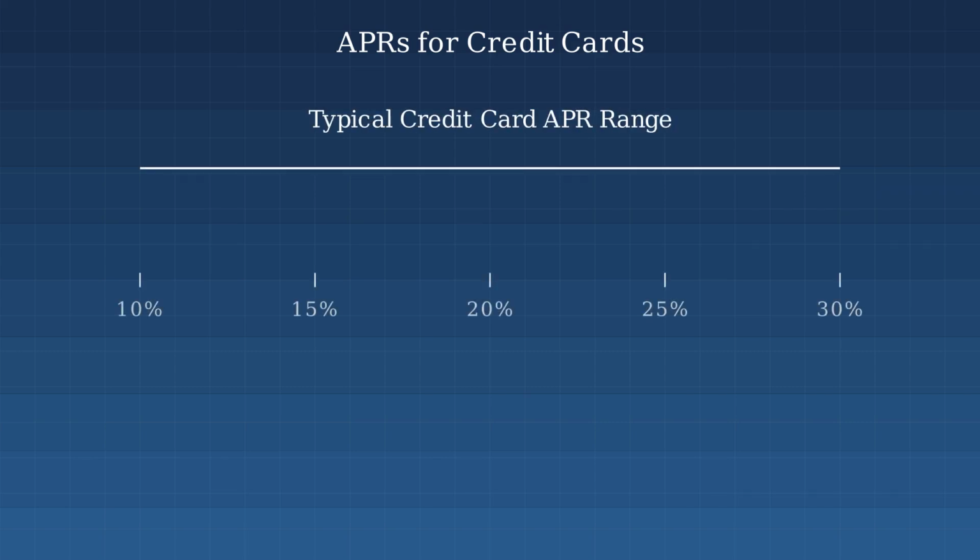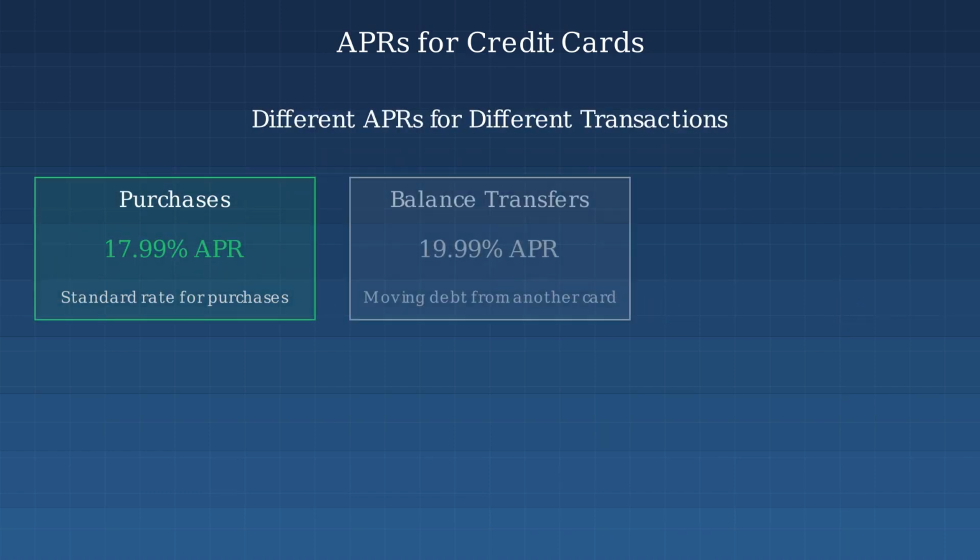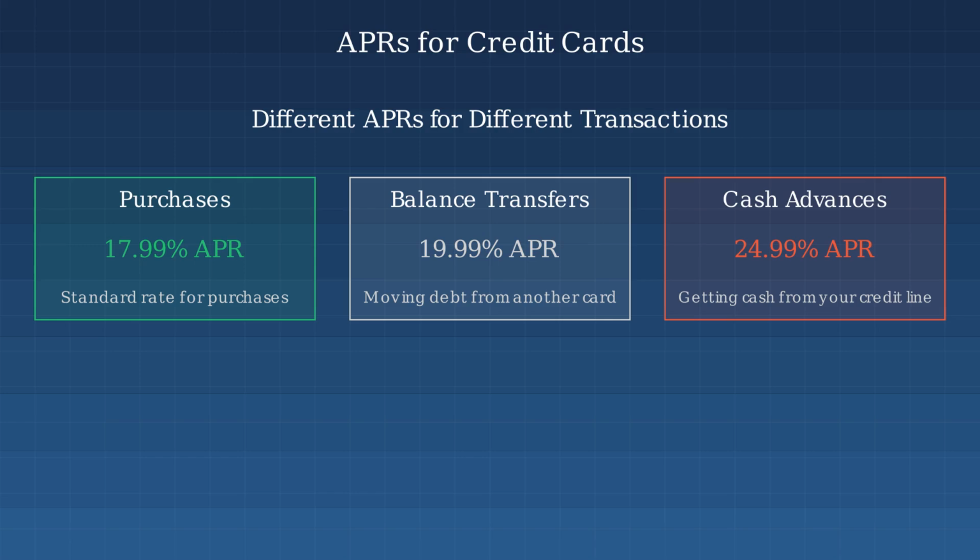Let's examine how annual percentage rates apply specifically to credit cards. Credit card APRs typically range from 15 to 25% or even higher, depending on your credit score and the card type. Credit cards often have different APRs for different transaction types. These typically include purchase APRs, balance transfer APRs, and cash advance APRs, with cash advances usually having the highest rates.